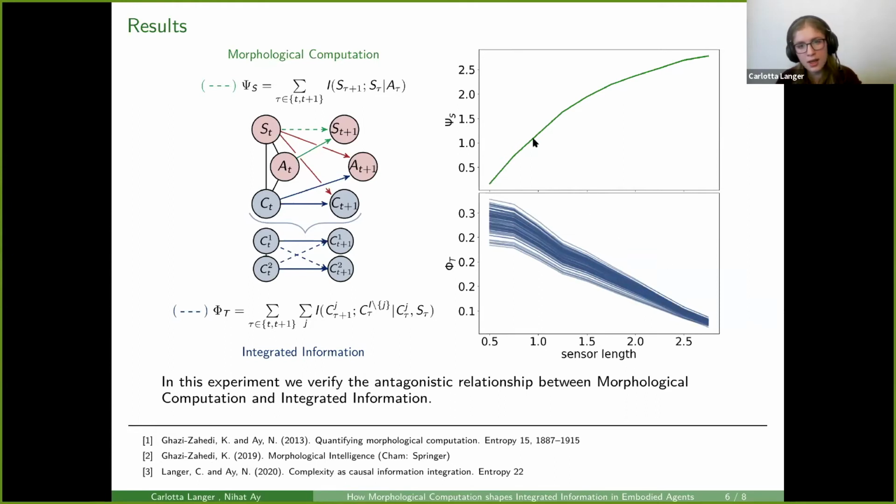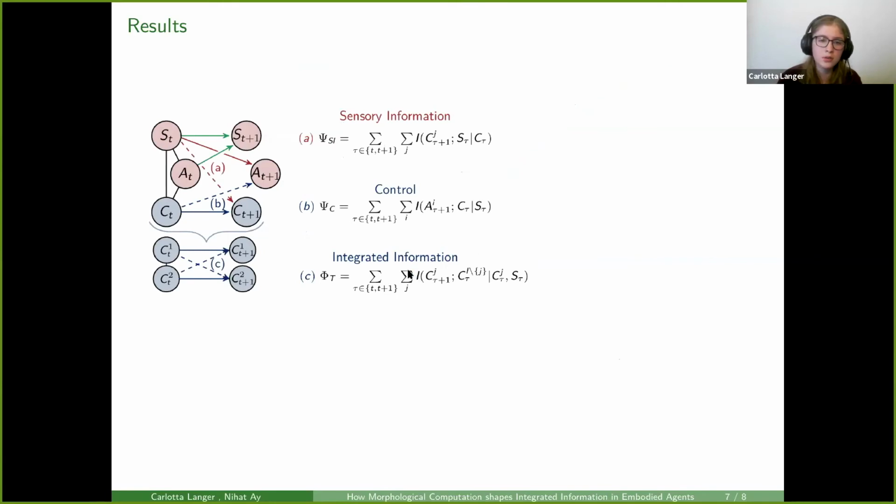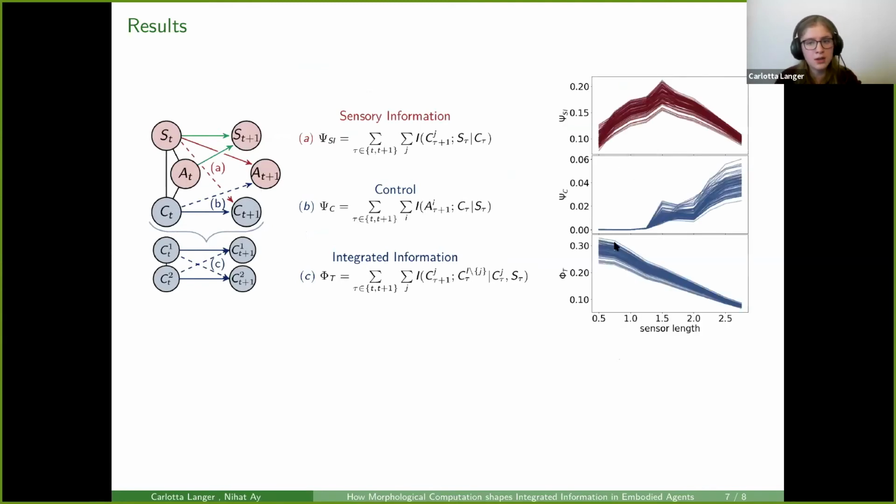Now, if we would only look at these graphs here, we could think that integrated information is very relevant for the agent in the beginning here because it's very high, but this is not the case. If we additionally look at two further measures, the first one is sensory information, the information flowing from the sensors to the controller, and the second one is control, the command sent from the controller to the actuator nodes. We see this behavior. So at the beginning, when integrated information is high, the sensory information is not that relevant, and also the control is very close to zero, meaning that the controller has next to no influence on the actuator and therefore next to no influence on the behavior of the agent.